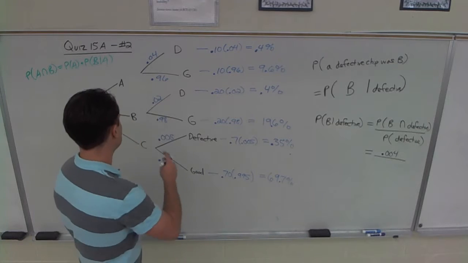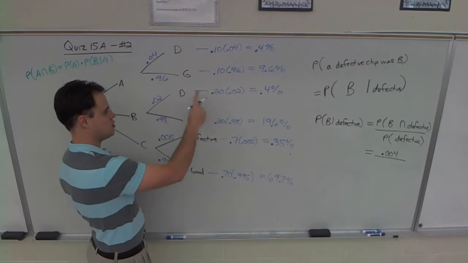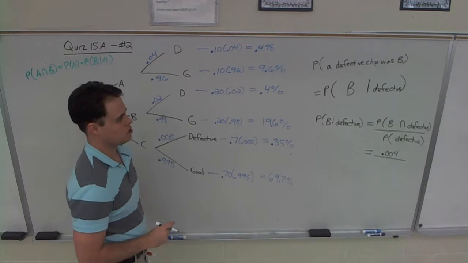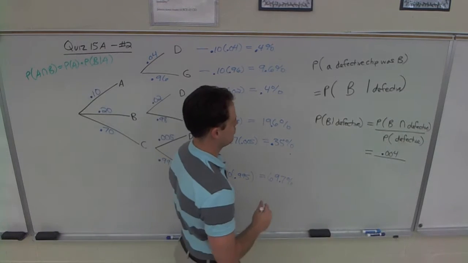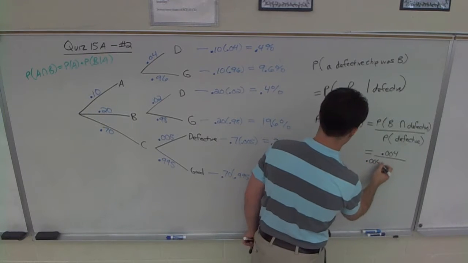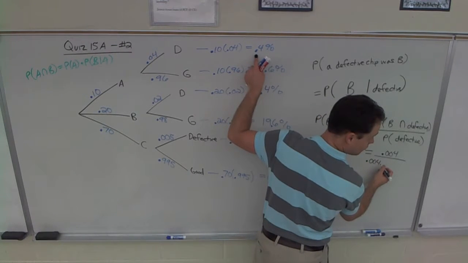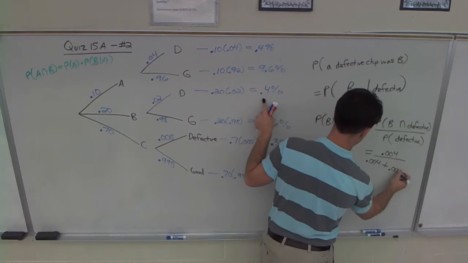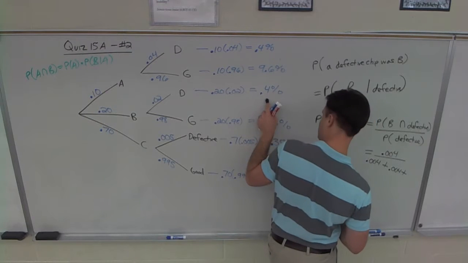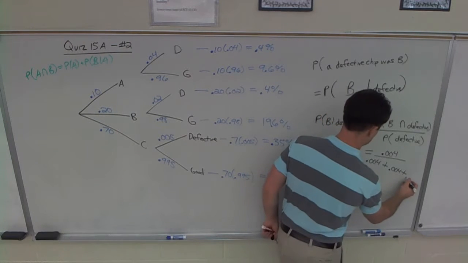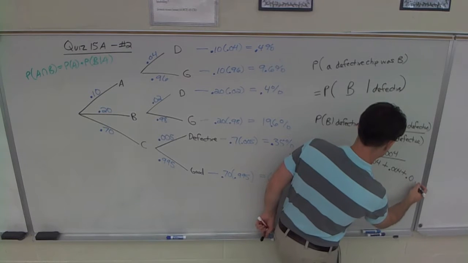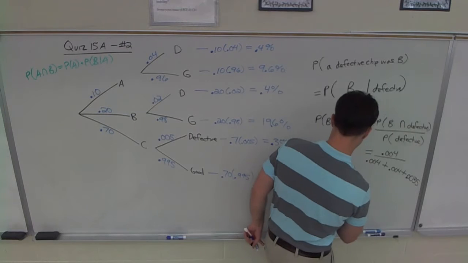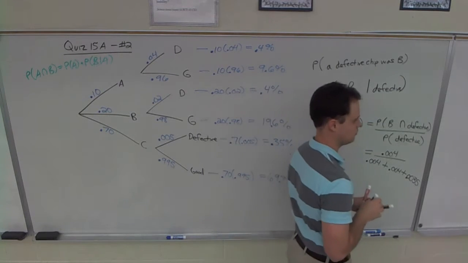Weren't we looking at all the defective branches? Yeah, we were. So what's the probability it was defective? That one, plus that one, plus that one, another 0. So what does that come out to? You guys are going to have to tell me.